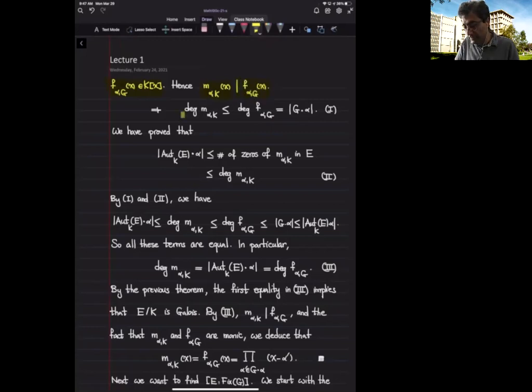In particular, the degree of the minimal polynomial cannot be more than the degree of this polynomial. This polynomial was the product of the elements inside the G orbit of alpha, so the degree of this polynomial is precisely the cardinality of the G orbit of alpha. Okay, so far so good. But on the other hand, this G is a subgroup of the K automorphisms of E. Again, notice, so let me write it down here. K is the set of fixed points of G. That means G can be viewed as a subgroup of the K automorphisms of E.